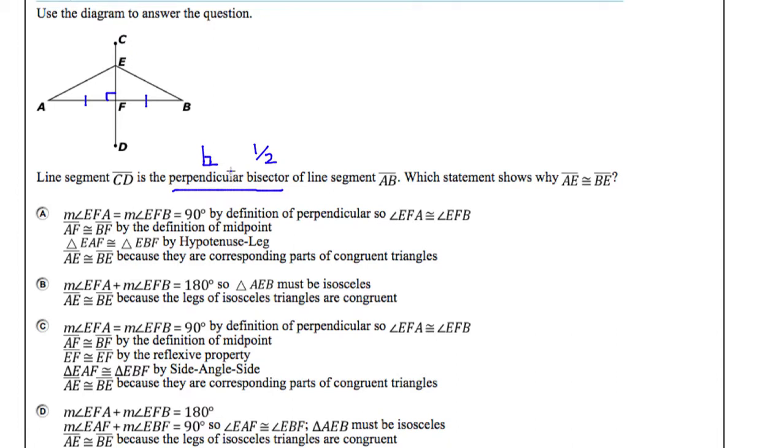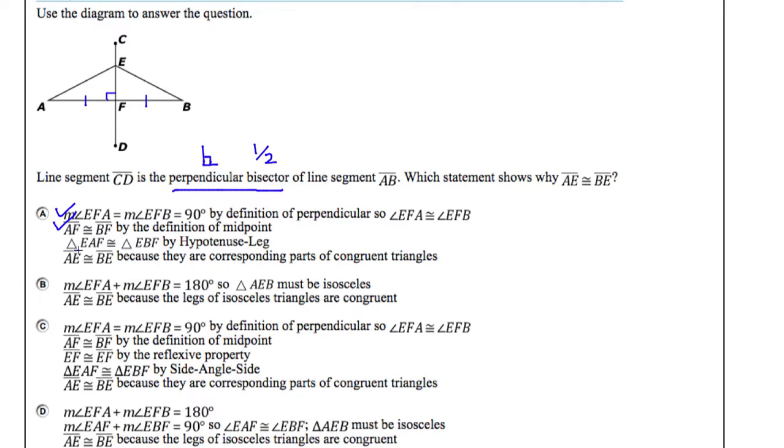So we need to find a statement that shows why AE, why this length and this length, are the same. We're trying to prove that. Okay, so I'm going to start with A. EFA, so this angle right here and this angle right here are 90 degrees. So far, so good. This line checks out. And AF and BF are the same. AF and BF are the same.